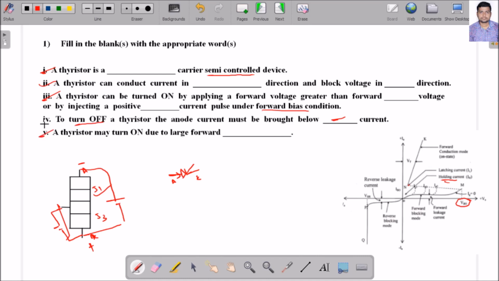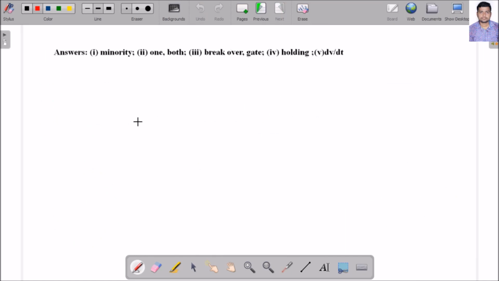Okay, next question. Thyristor may turn on due to large forward dV by dt. If the rate of change of voltage is high, then it may turn on the thyristor. Clear? So today we discussed 5 methods of how to trigger the thyristor. Next we will discuss the switching characteristic of thyristor. This is the answer which we have already discussed now. So next class we will discuss. Okay, thank you.